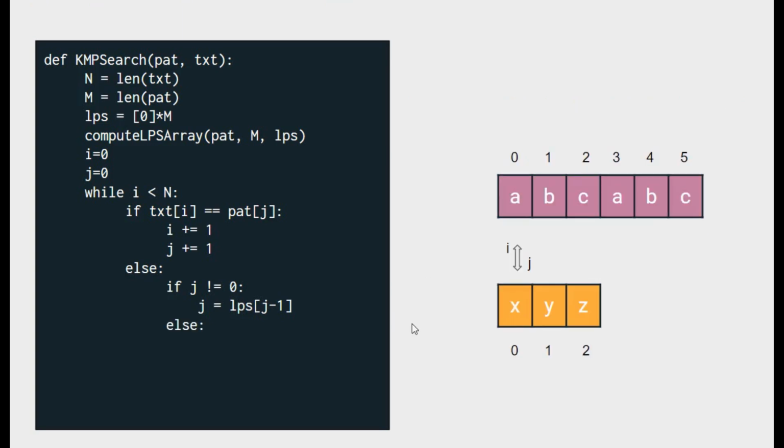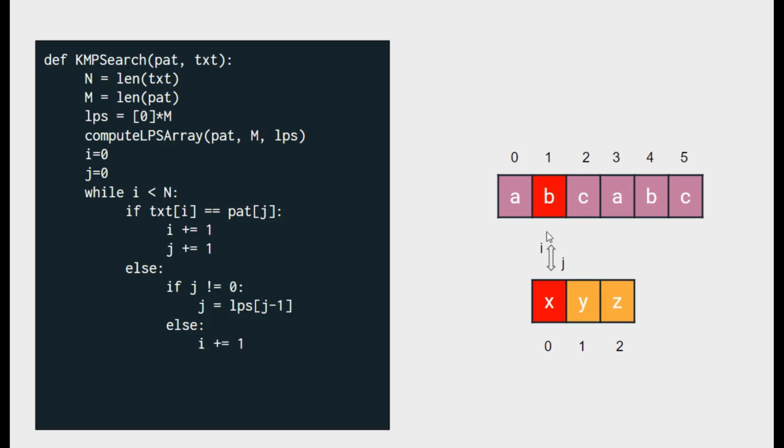What are we supposed to do when the mismatch occurs when j equal to 0? Take this simple example. Here the mismatch occurs in the first character itself. J is 0. So we just have to go to the next character in the text, right? We just have to increment I and j remains the same. So that is what we are doing here.